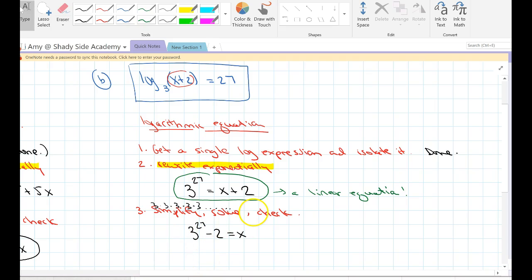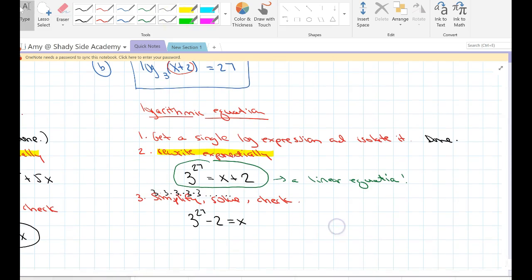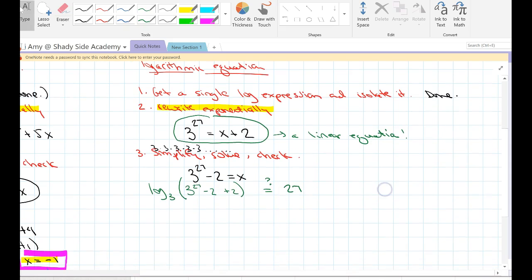Simplify, solve, and check. And again, we have to check because your equation changed identity along the way. It was a log equation. It became a linear equation. So let's check it. Log base 3 of x is right here. So 3 to the 27th minus 2 plus 2. Does this equal 27? Well, -2 plus 2, that just canceled out. So we get log base 3 of 3 to the 27th.